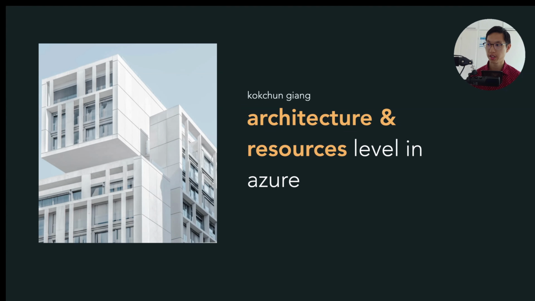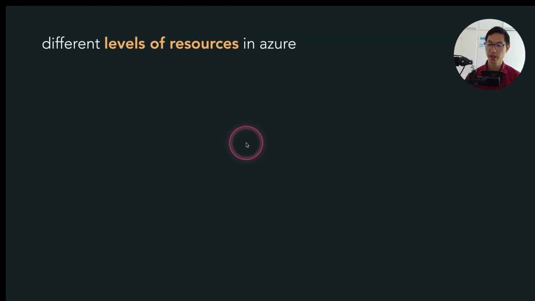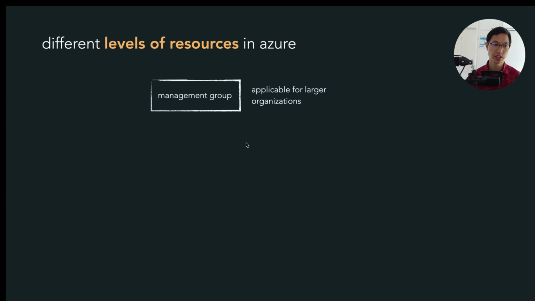So here I'm in Keynote, architecture and resources level in Azure. There are different levels, so let's look into this. We have different levels of resources in Azure. We start with the top group, the management group, and this is only applicable for larger organizations, as in larger organizations you can divide into several subscriptions. For example, different teams could have different subscriptions, or different departments could have subscriptions, or it could be project-based.